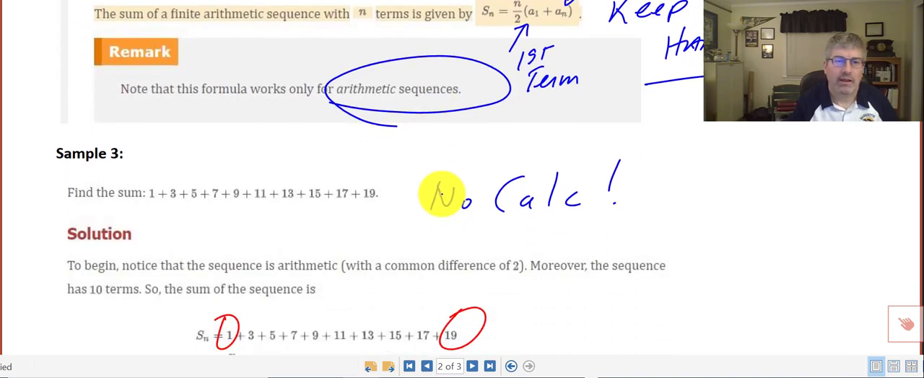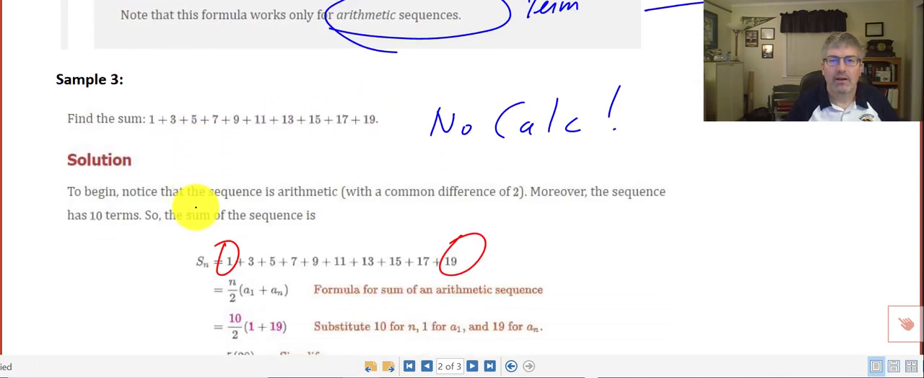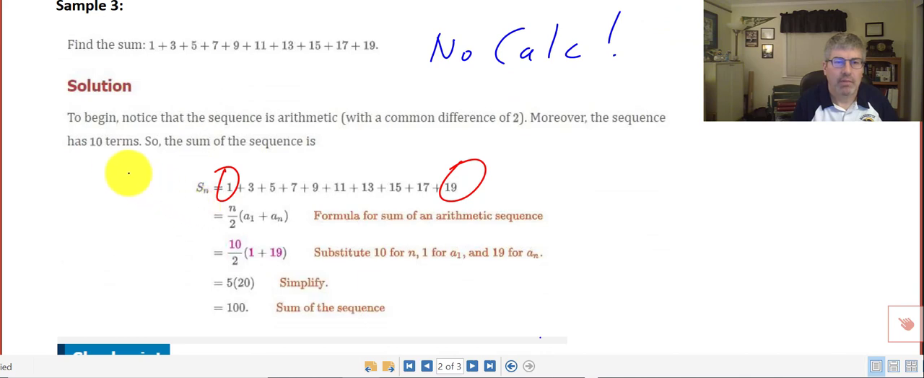So without a calculator, or without writing this out, find the sum of these terms: 1, 3, 5, 7, 9, 11, 13, 15, 17, 19. So we notice there are 10 terms here. N is 10. And our first term is 1, and our last term is 19. S sub 10 equals 10 over 2 times 1 plus 19, or 100.